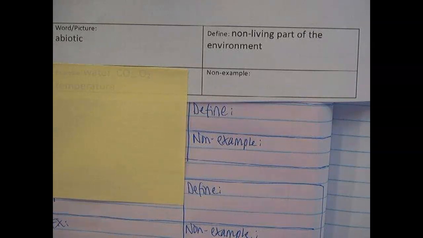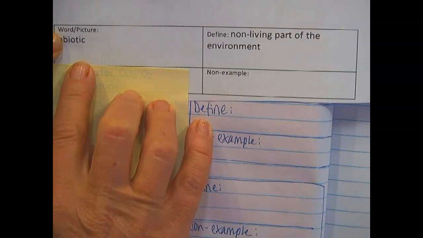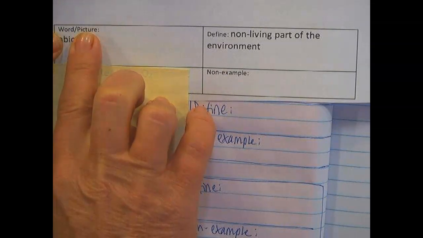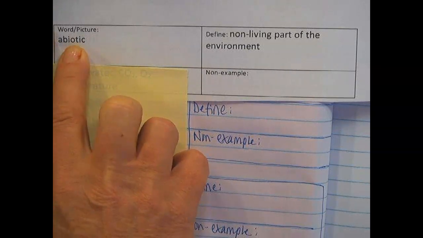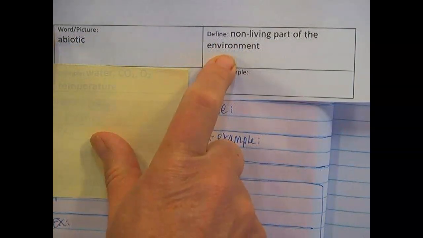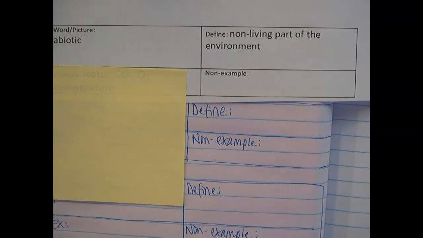So abiotic then is the non-living parts of an ecosystem. If you think about A in front of a word being not, and bio meaning life, this literally, when we break it down, means not living. So the non-living parts of the environment. This doesn't mean, again, that it was once alive. So dead things would not be considered abiotic.